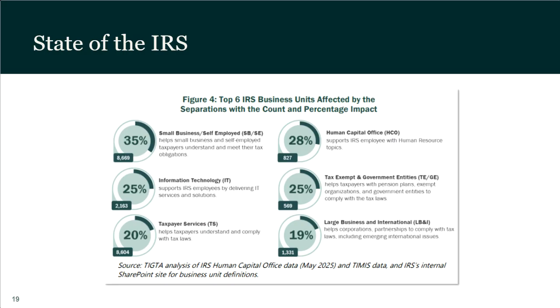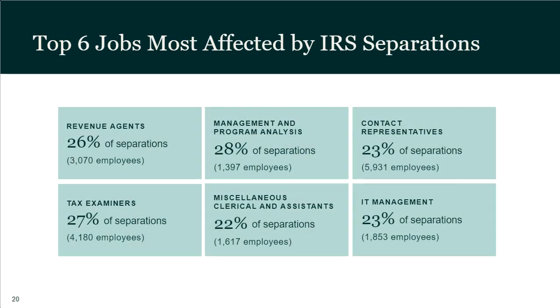Further breakdown here, what you can see is business units and about a 25% reduction in the tax-exempt governmental entities. So a small but mighty group with about 569 employees being laid off with regards to these workforce reductions. That's a pretty significant percent. If you think about it, 25% is substantial. Jobs, you can see here, revenue agents, tax examiners, management and program analysis had the most notable percentage changes of separations.